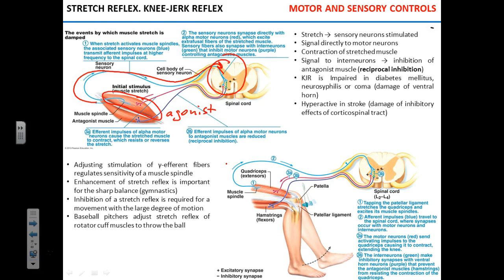This sensory neuron forms two synapses. First, right here, that is shown as plus, is the synapse directly with the motor neuron that's shown in red. Can you see that motor neuron? So sensory neuron directly synapses with motor neuron. Where does this motor neuron go?